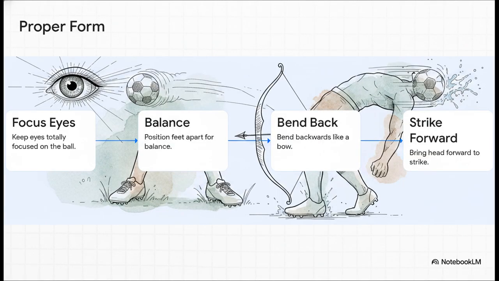So, let's walk through the exact biomechanical sequence of a perfect standing header. Step 1, completely non-negotiable. Your eyes absolutely must remain totally focused on the ball all the way to the point of impact. Step 2, position your feet wide apart to create a really solid base of balance. Step 3, and honestly, this is the real secret to generating safe power, you have to bend your upper body backwards like a drawn bow. And finally, step 4, you release that tension, snapping your body and head forward to strike the ball cleanly.